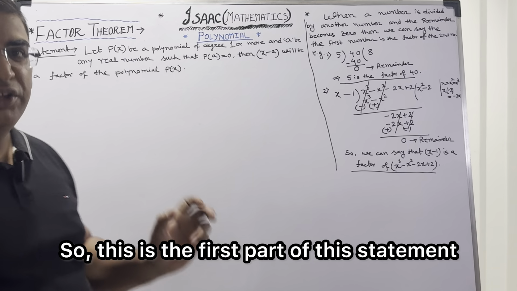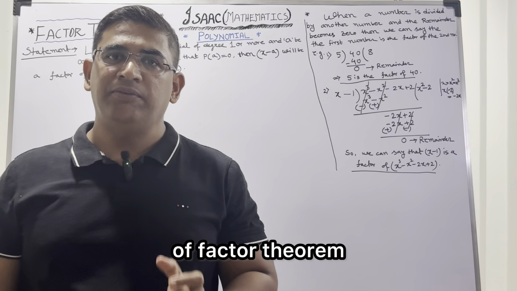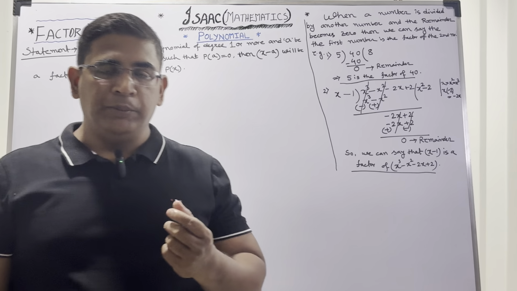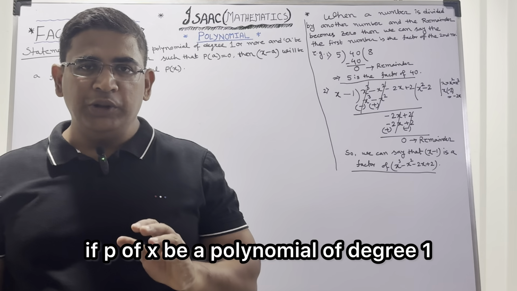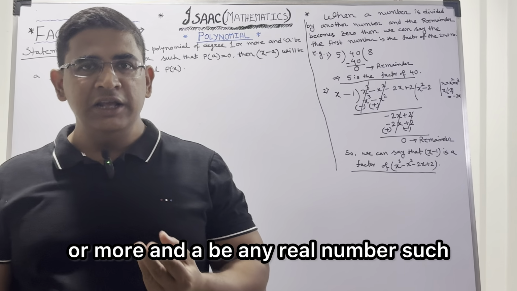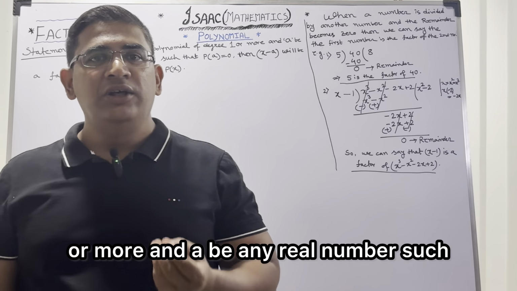So this is the first part of the statement of factor theorem. This first part states that if p of x be a polynomial of degree 1 or more and a be any real number such that p of a equals to 0, then we can say x minus a will be the factor of this polynomial p of x. Okay. So there is the second part. Second part means the converse part of the statement.